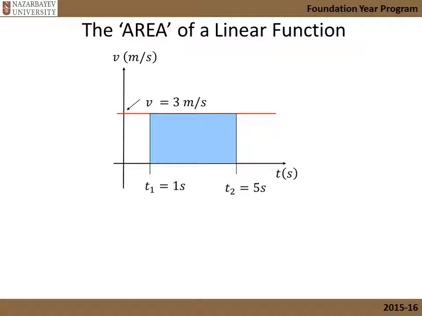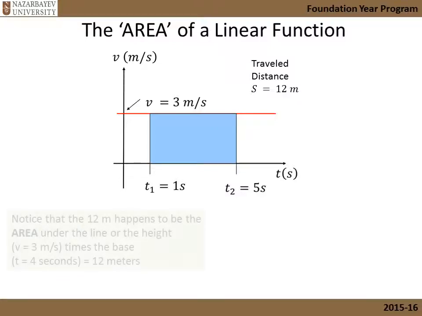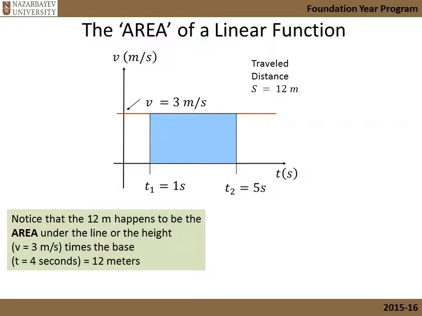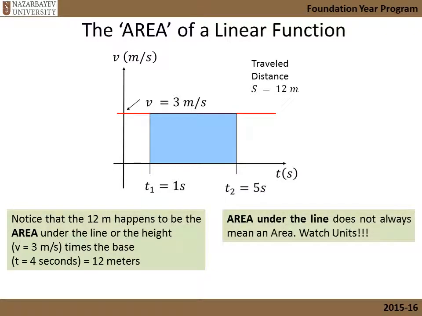We know if we multiply our velocity by this time range, we can calculate our travel distance, which is equal to 12 meters. And these 12 meters actually is the area of the rectangle organized by our v, t1, and t2. So the area under the line doesn't always mean area, so we have to watch the units.